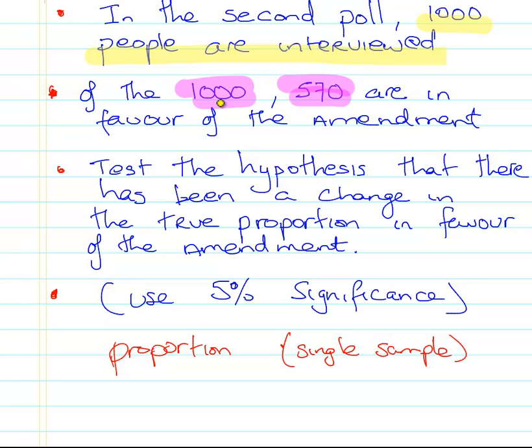Now, test the hypothesis that there has been a change in the true proportion in favor of the amendment. So this is a hypothesis test. Something that's important here is that the wording is change. I didn't say a decrease or an increase. I said a change, which could be a decrease or an increase. Finally, you might be told to use some level of significance. I'm using 5% significance, and you might get to assume 5% significance if you're not automatically told.